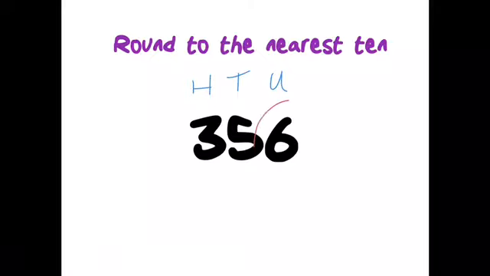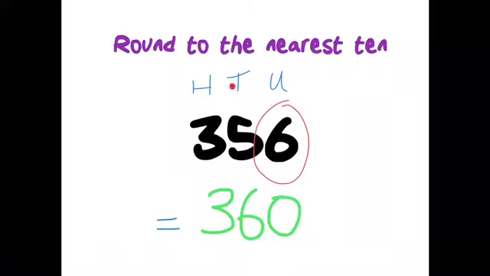Here we have the digit 6, so 356, rounded to the nearest 10, would have to go up. 356, rounded to the nearest 10, is 360.